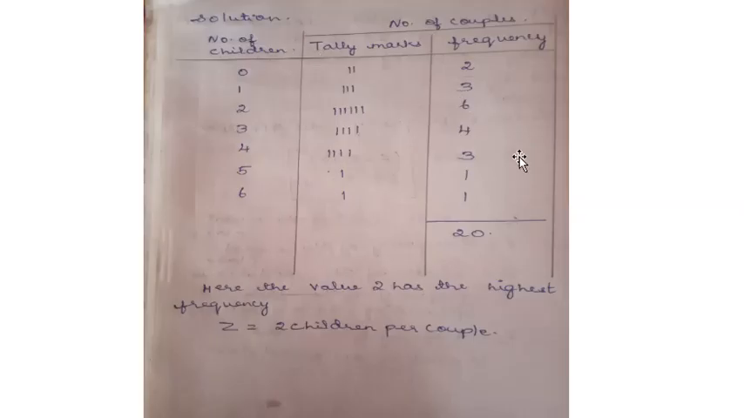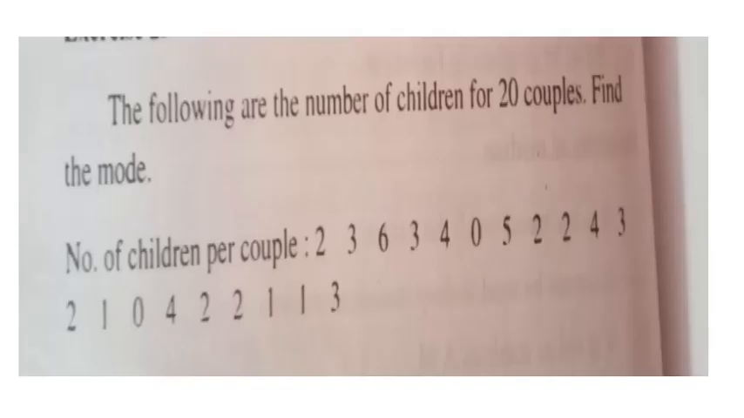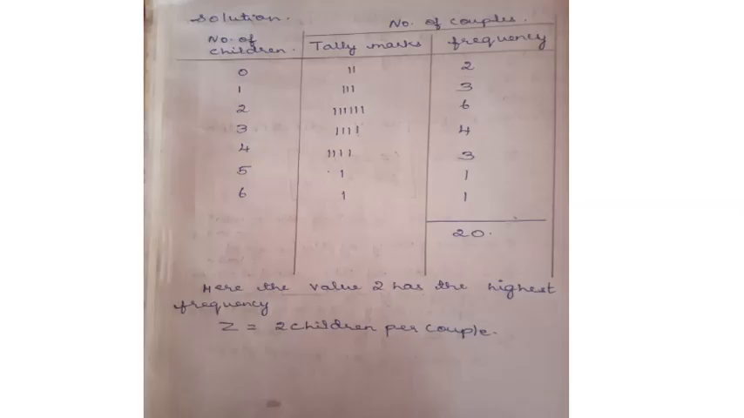See, you have to draw the columns here. Number of children, that is given in the question as number of children per couple. So number of children, tally marks, that is to count, then frequency. Now here you have to write the numbers in ascending order, from lower number to higher number. So 0 is there, next number is 1, next is 2, next 3, next 4, next 5, next 6. Till 6 we have. So I have written the numbers here: 0, 1, 2, 3, 4, 5, 6.